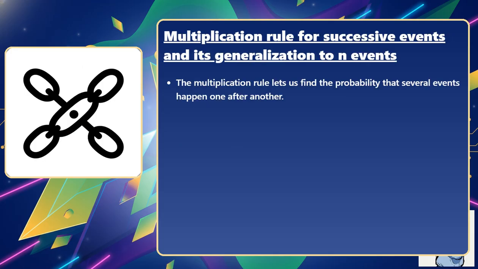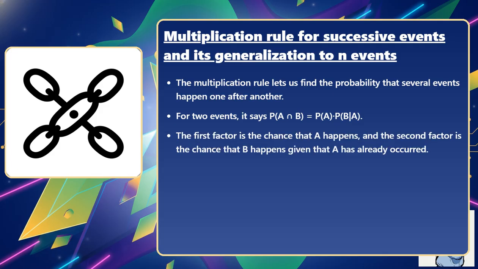The multiplication rule lets us find the probability that several events happen one after another. For two events, it says P(A intersect B) equals P(A) times P(B given A). The first factor is the chance that A happens, and the second factor is the chance that B happens given that A has already occurred.